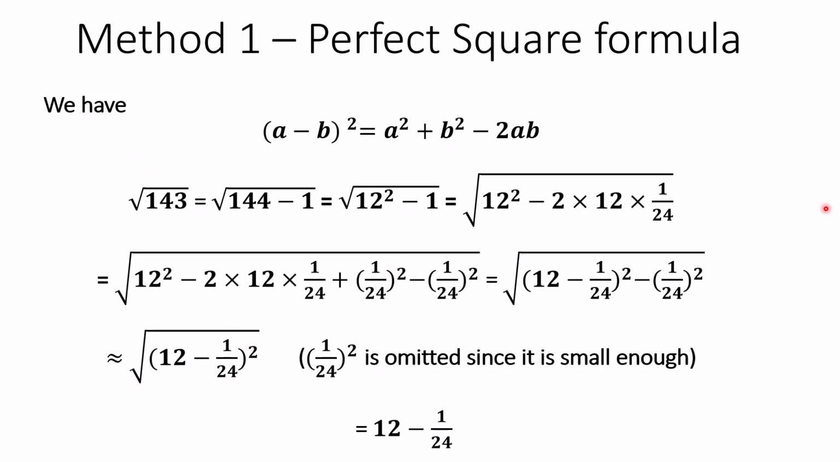Now this is going to be equal to the root of (12 minus 1 over 24) squared minus 1 over 24 squared. And the 1 over 24 squared is a very small number. It's around 1 over 500. It's smaller than 1 over 500. So we can omit that decimal. So now we're left with the root of (12 minus 1 over 24) squared. Now the root and the square cancel each other out. So we're left with 12 minus 1 over 24. So that's going to be our approximated answer of the root of 143.